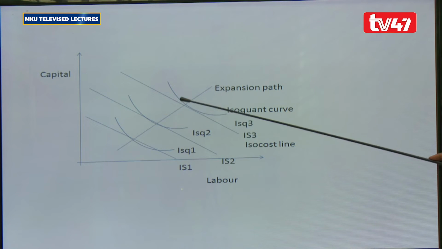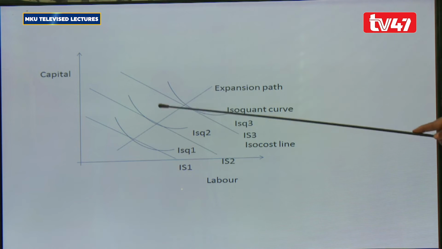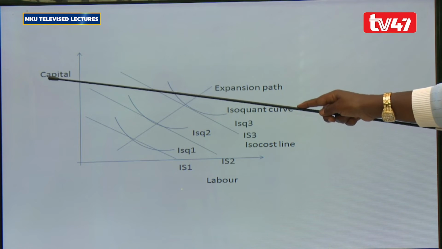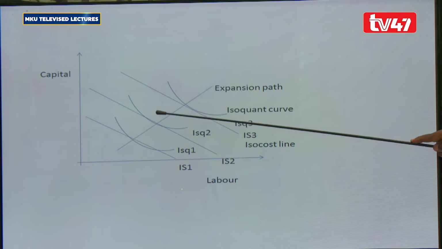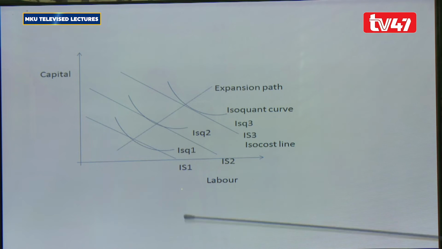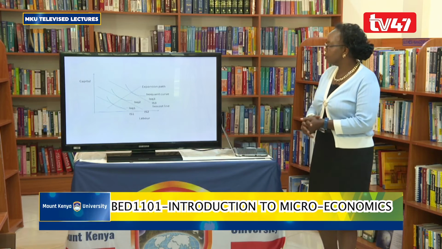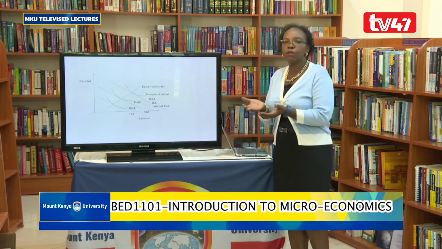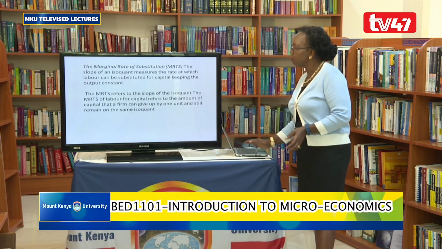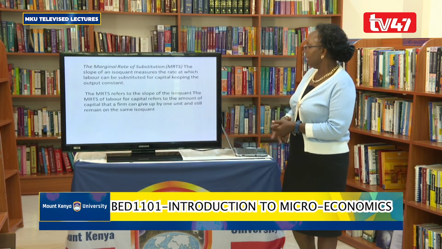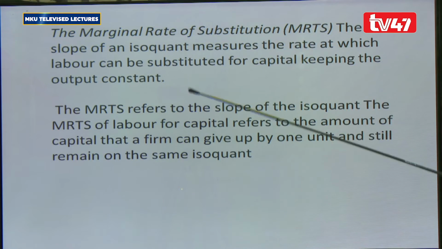He's able to produce at every higher level. He's combining a higher level of capital and a higher level of labor, and he's able to get a higher level of output. Basically, that is the decision that the producer must be able to make. He must know at what point he is maximizing the utilization of the inputs in the process of production.